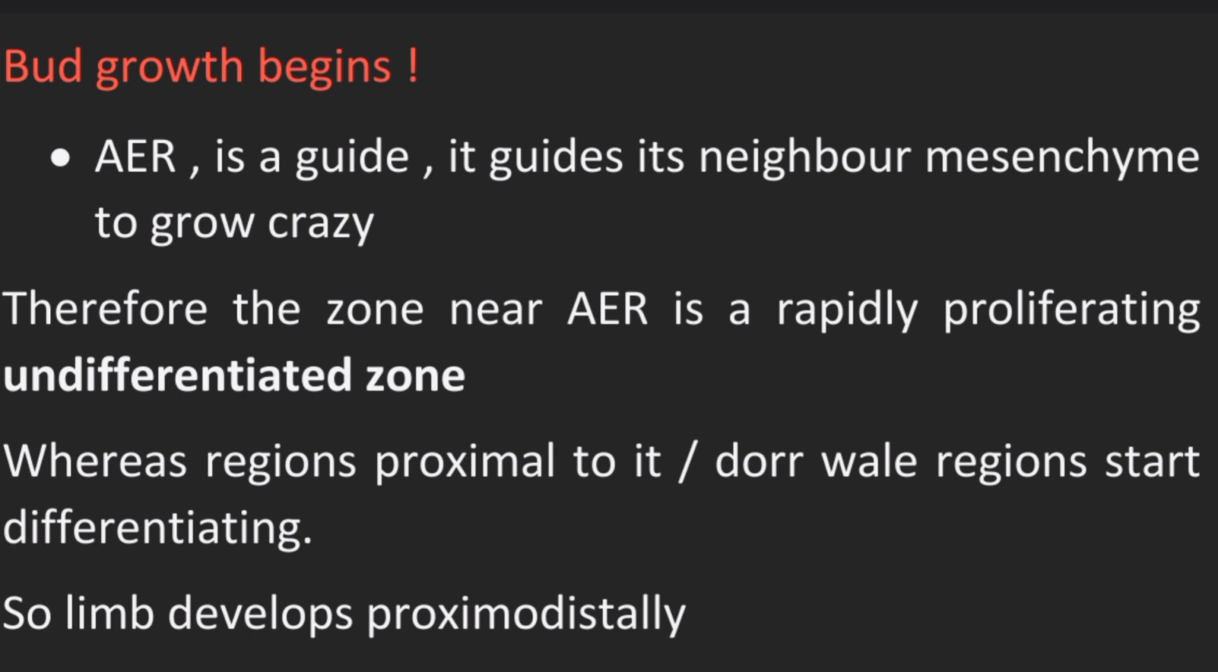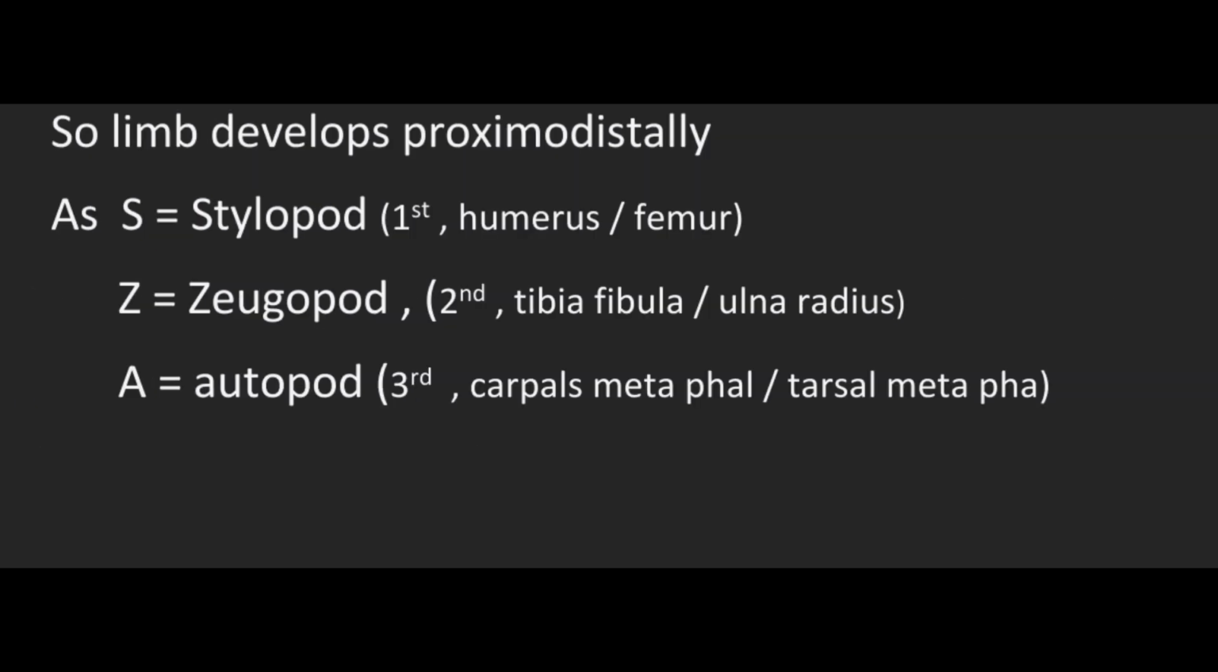So the parts which are closer to the axial skeleton, which are closer to the center, would start developing first. The order is like stylopod, zygopod, and autopod. Now what is a stylopod? Stylopod is the part of the limb which would in the future become humerus, or in the lower limb, the femur. Then we have the zygopod. Zygopod is the second part of the limb, which in the upper limb would be ulna and radius, and in the lower limb it would be the tibia and the fibula.